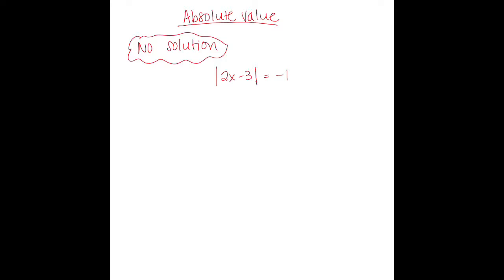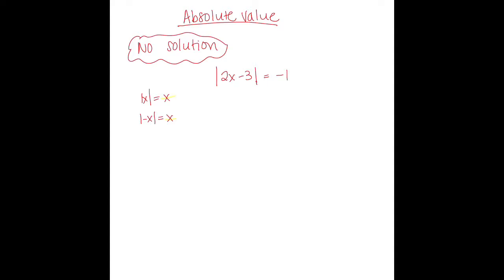And if we think about it, the absolute value of x is going to be x, and the absolute value of negative x is also going to be x. So no matter whether the inside of the absolute value is positive or negative, it's always going to produce a positive absolute value right there.